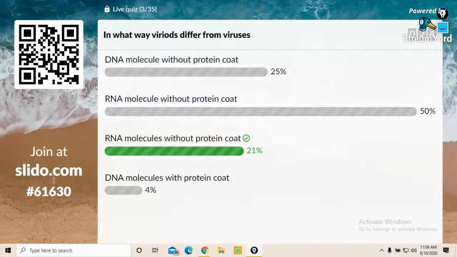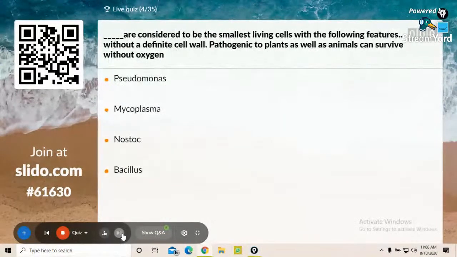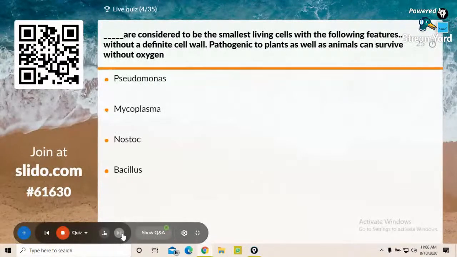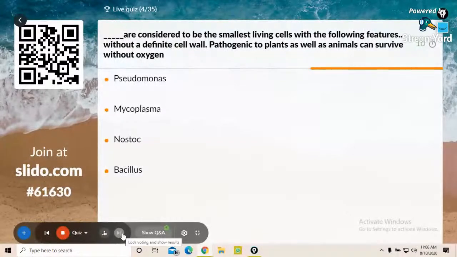Fourth question on the screen. Dash are considered to be the smallest living cells with the following features: without a definite cell wall, pathogenic to plants and animals, can survive without oxygen. Option A, Pseudomonas. B, Mycoplasma. C, Nostoc. And D, Bacillus.